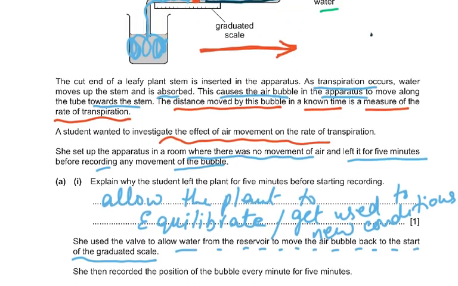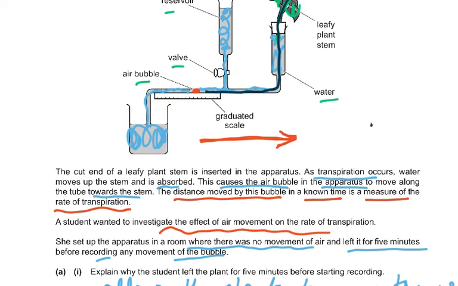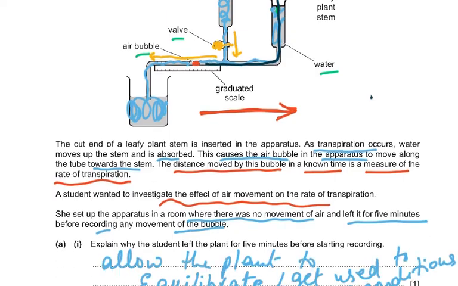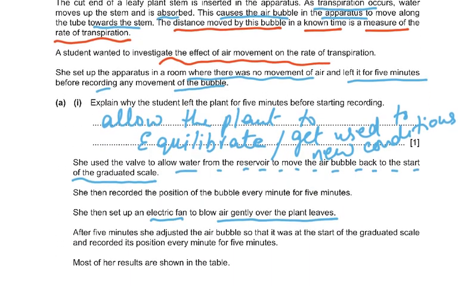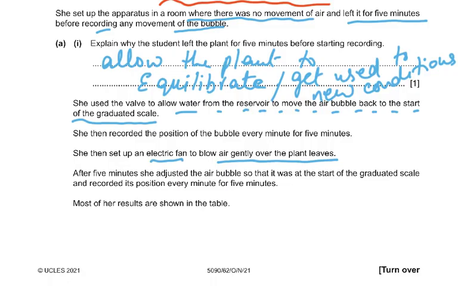Now, please understand why we're doing this. You see, when we open this tap, this is the tap. When we open this tap, what is going to happen? The water is going to go in and the water is going to push this bubble back to the 0 point. So I'm sure you're all understanding this. If somebody hasn't understood it, then I'm explaining it to them. So after 5 minutes, she adjusted the air bubble so that it was at the start of the graduated scale and recorded the position every minute for 5 minutes.